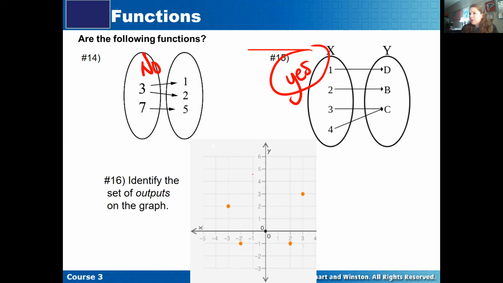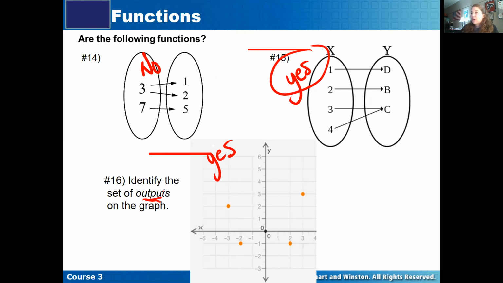All right, look at number 16. First of all, this is a function. If I drew a vertical line, I wouldn't go through 2 dots on the same vertical line. So this is a function. And then look at the directions. Identify the set of outputs on the graph. So what does that mean?